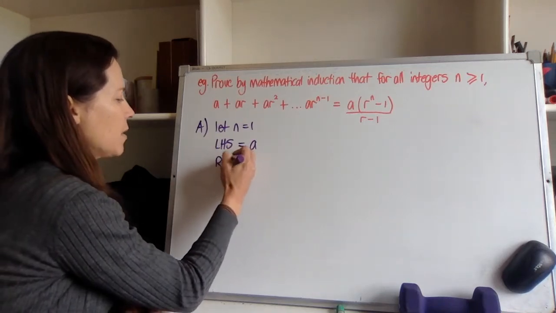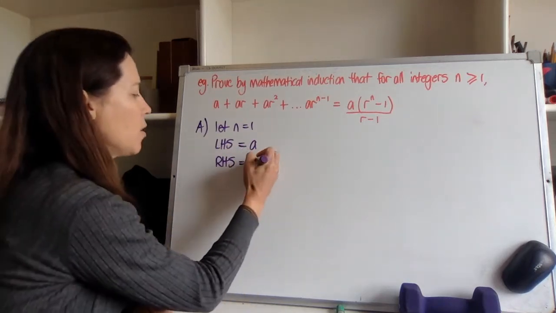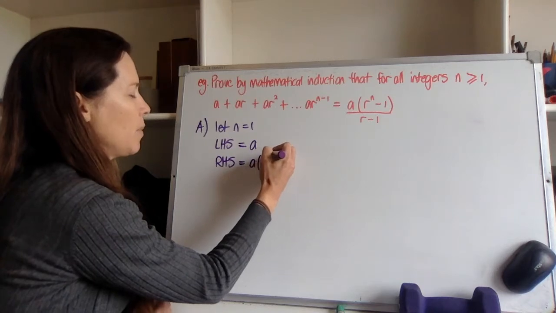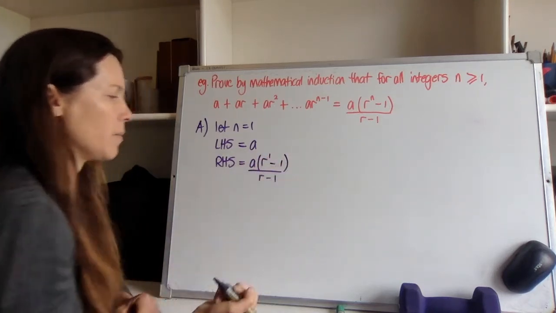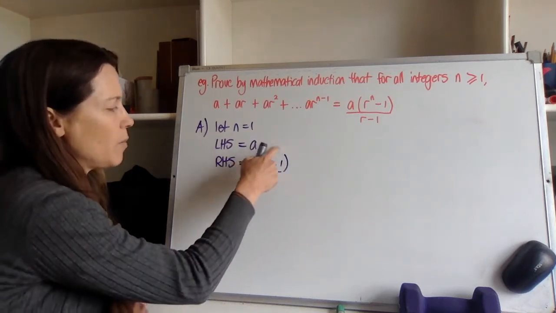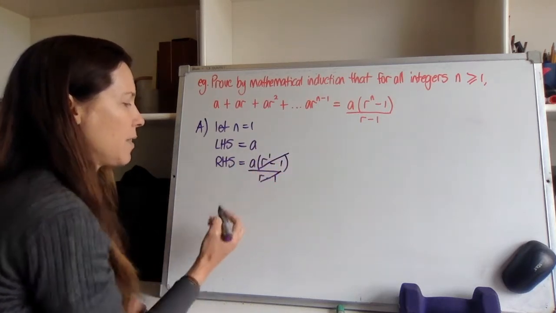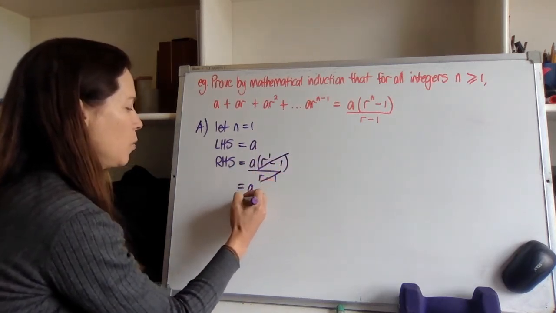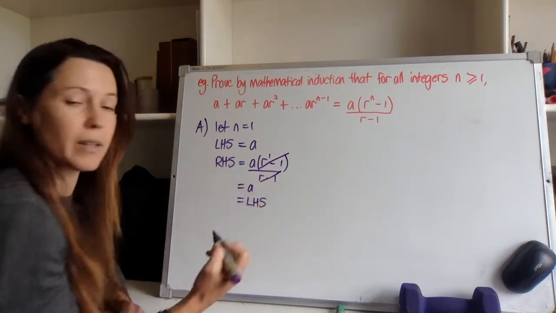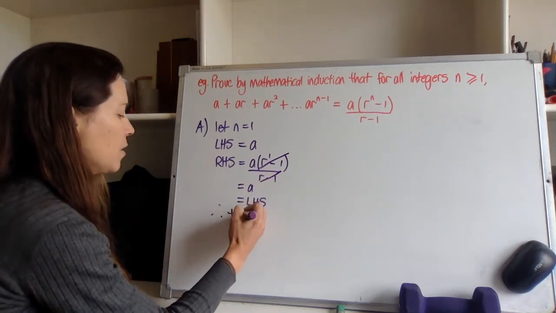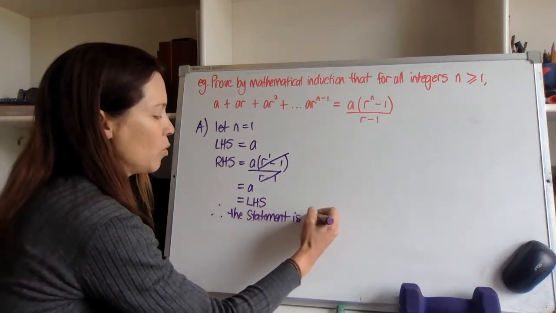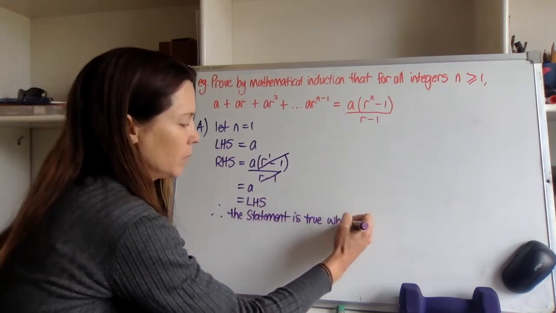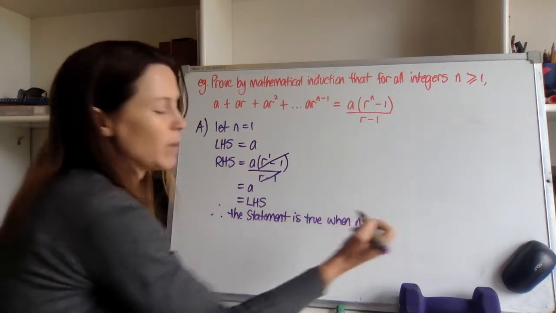And the right-hand side, when n equals 1, we would have a r to the power of 1 minus 1 over r minus 1. Now here you can clearly see that we've got r minus 1 on the top and the bottom, and they cancel, giving us a, which is equal to the left-hand side. Therefore, the statement is true when n equals 1. And it's important that we write that. Okay, that's the first part done.